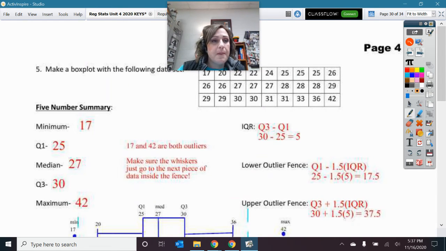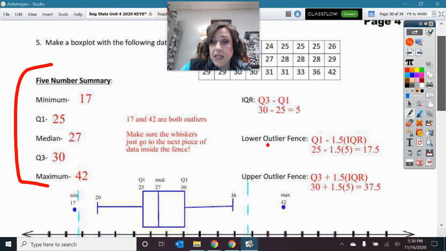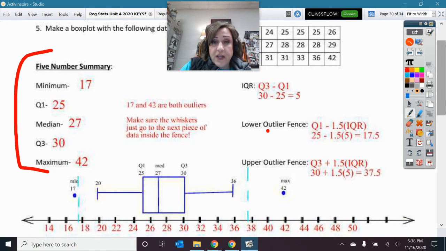Okay, next. Make this box plot. Okay, this is a throwback to box plots. So go put this in your calculator and get your 5-number summary. And then let's do our formulas. There's our Q3 minus Q1. Here's our lower fence, Q1 minus 1.5 IQRs, and our upper fence, Q3 plus 1.5 IQRs. So scale, box, fences before your whiskers.